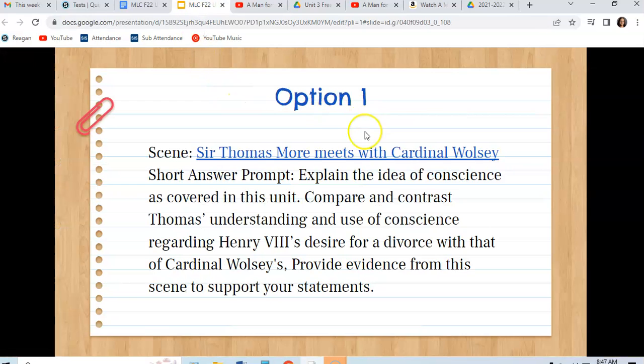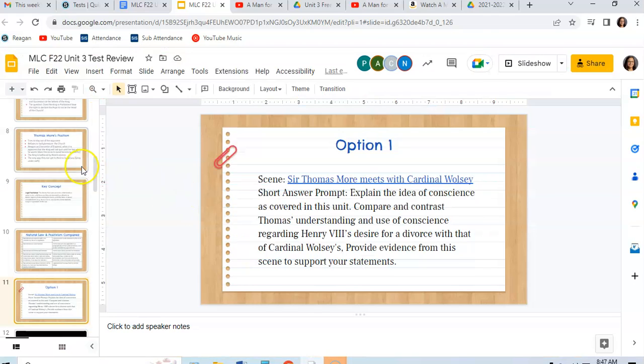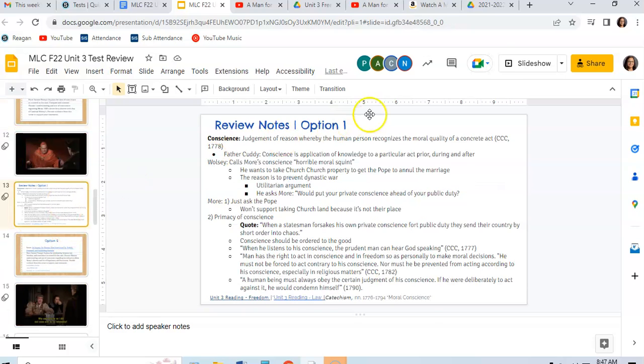Okay, so the question for option 1, again, is: explain the idea of conscience as covered in the unit. Compare and contrast Thomas' understanding and use of conscience regarding Henry VIII's desire for divorce with Cardinal Wolsey's. Provide evidence from the scene to support your statements. So for this one, let's see, where were we? I have these notes that I've been adding as we've been reviewing.